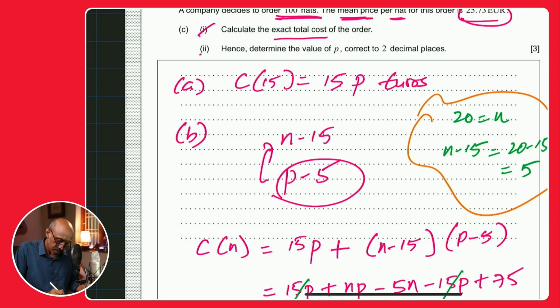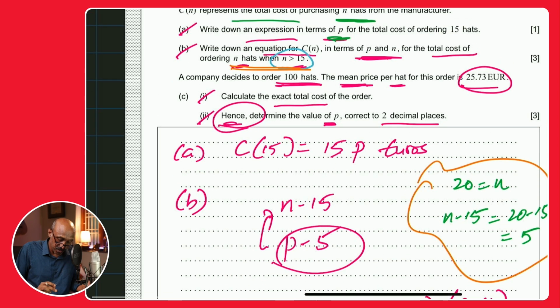Part 2. It says, hence determine the value of P correct to 2 decimal places. Every time you see the word hence in an IB question paper, it literally means use the results from above. Use the results that you got from the earlier parts. That's how you have to interpret hence in the IB question papers. Hence determine the value of P correct to 2 decimal places.